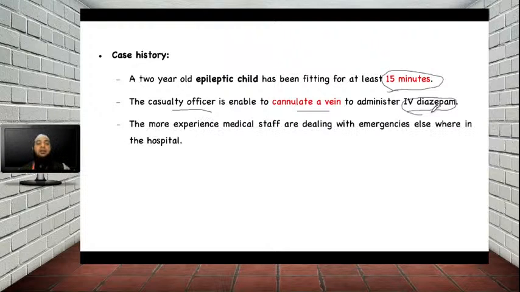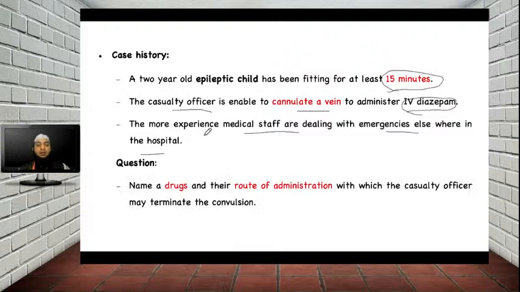So this is another condition. The second condition is that the more experienced medical staff are dealing with an emergency elsewhere in the hospital. So that skilled person will not come to help reduce the fitting or seizure in your child. Now in such a case, my question is: name a drug and its route of administration with which the casualty officer may terminate the convulsion.